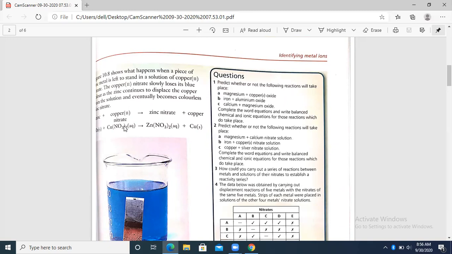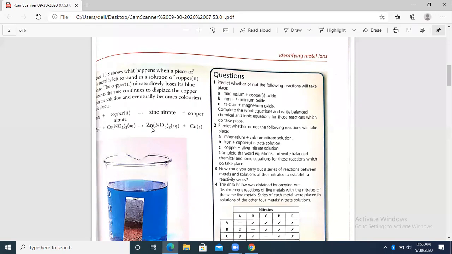Then you can check the reactivity series. Zinc and copper, which is more reactive? Zinc is more reactive. Zinc, then iron, then lead, then only copper is coming. So zinc is more reactive. You know what zinc will do? Zinc will kick the nitrate from the solution. This is a copper nitrate solution. When they react, zinc is more reactive than copper, so it will kick the nitrate from here, and the nitrate will sit with the zinc. That's what we are seeing here.